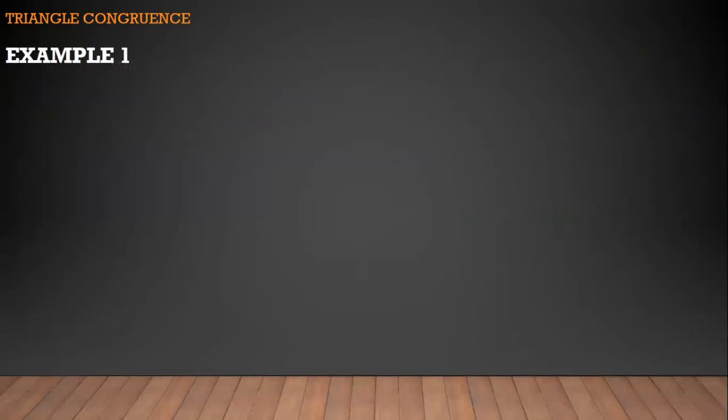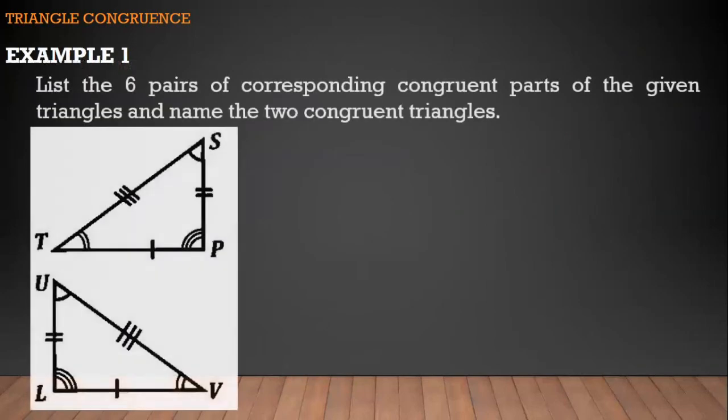So, let's have an example. Example number 1. List the 6 pairs of corresponding congruent parts of the given triangles and name the 2 congruent triangles. So, since may mga identical marks sila, ayun yung pagbabasihan natin ng pagiging congruent ng congruent sides and congruent angles. Okay, so let's list first the congruent sides.